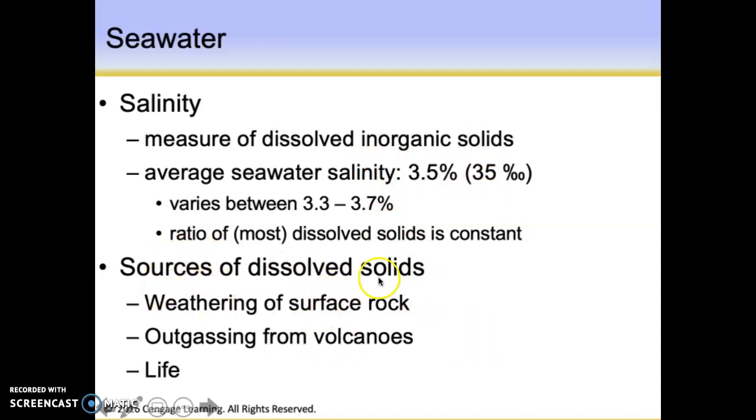Where do these dissolved solids come from? They come from three primary sources: weathering of surface rocks, outgassing from volcanoes, and from living organisms. And this will be our sources for dissolved gases as well, although really our dissolved gases are primarily coming in from the atmosphere. So we won't worry about sources of dissolved gases too much.